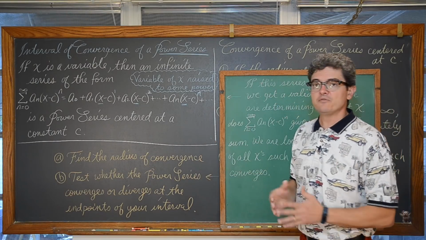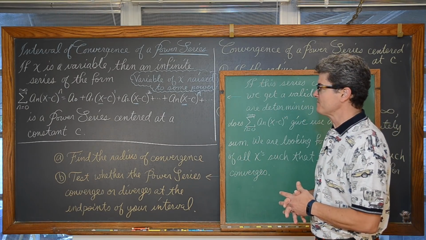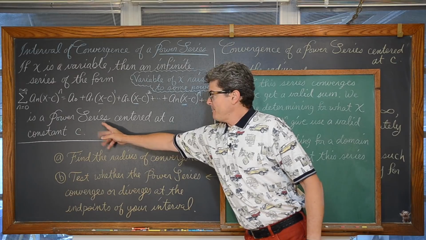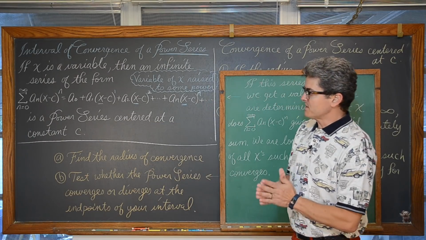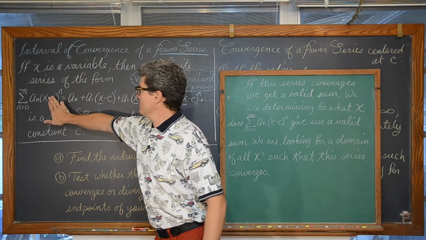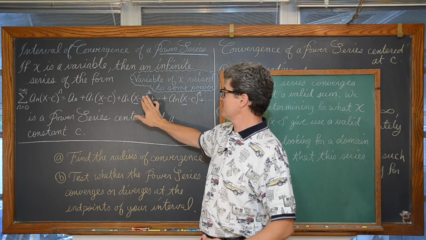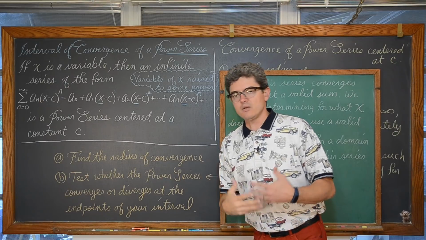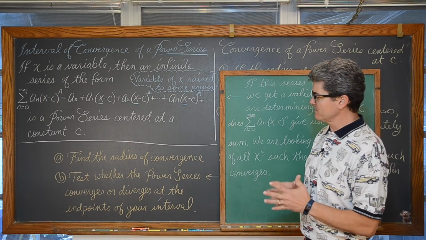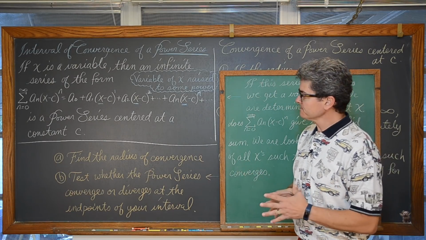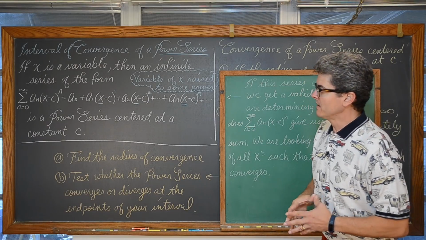You know, n goes to infinity. We never stop adding these terms. And this is a power series centered at a constant c. Now, if I were to take out this constant c and just have it set equal to 0, then that would be a power series centered at 0. But this is the more general form.